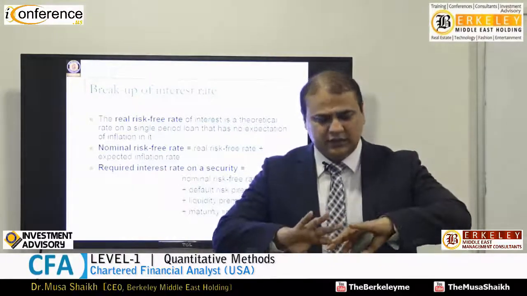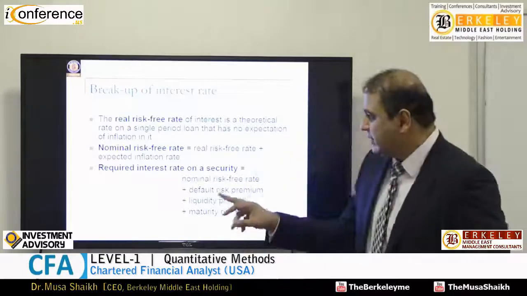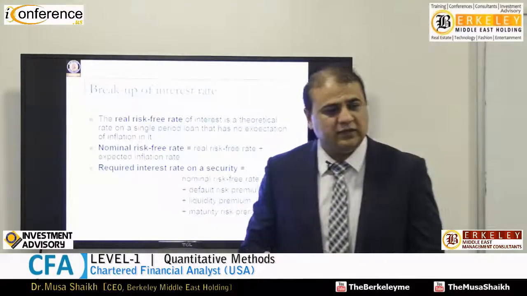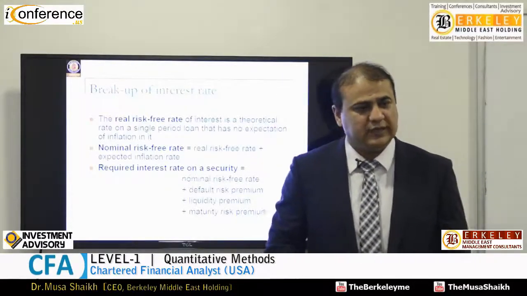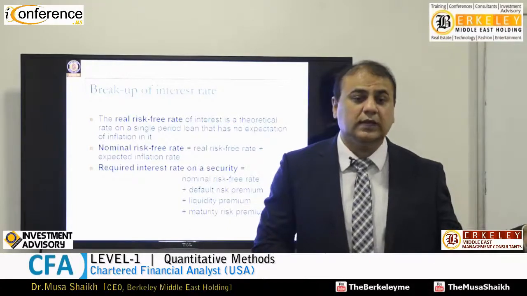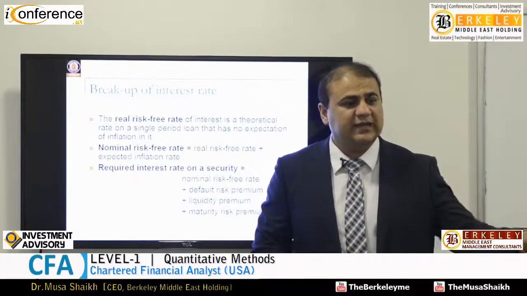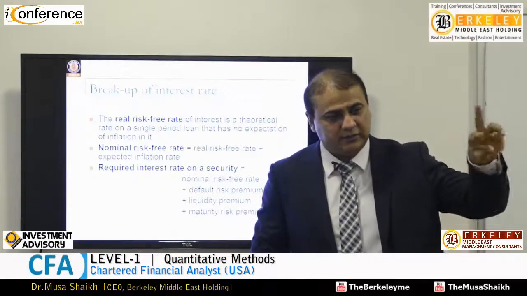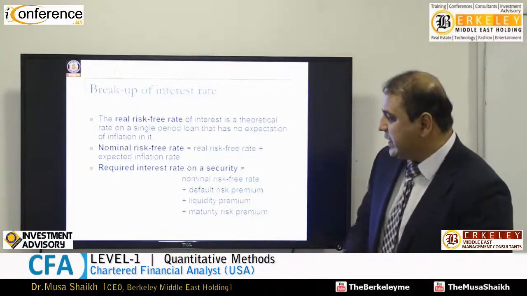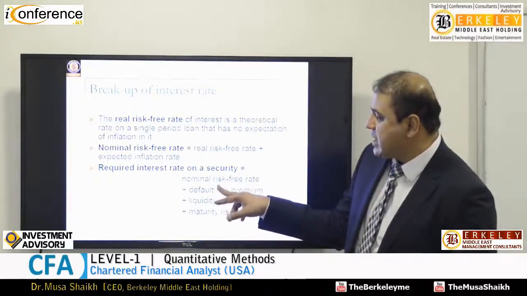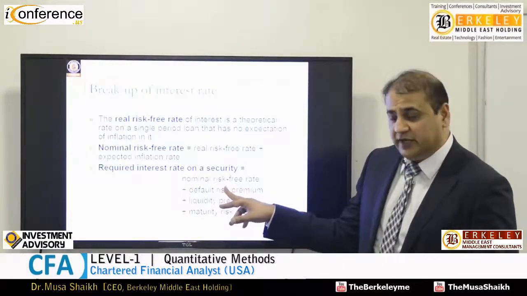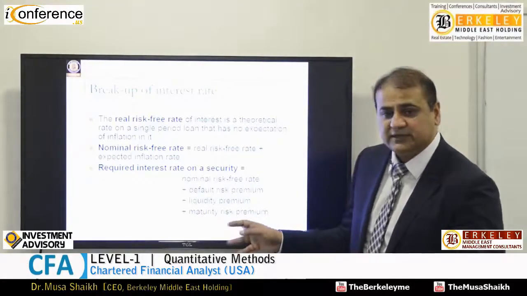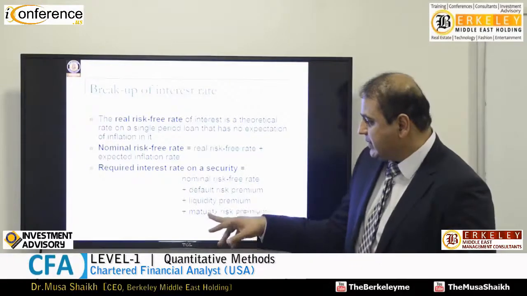Nominal, which is the gross general rate, is the real risk-free rate plus expected inflation. Means someone is saying invest in this project, 8% will be the return, but on the other hand inflation will also increase in the next 5 years, so we add the expected inflation to get the nominal rate of investment. The required interest rate on a security is the total of the nominal risk-free rate, default risk premium, liquidity premium, and maturity risk premium. What are those by name?